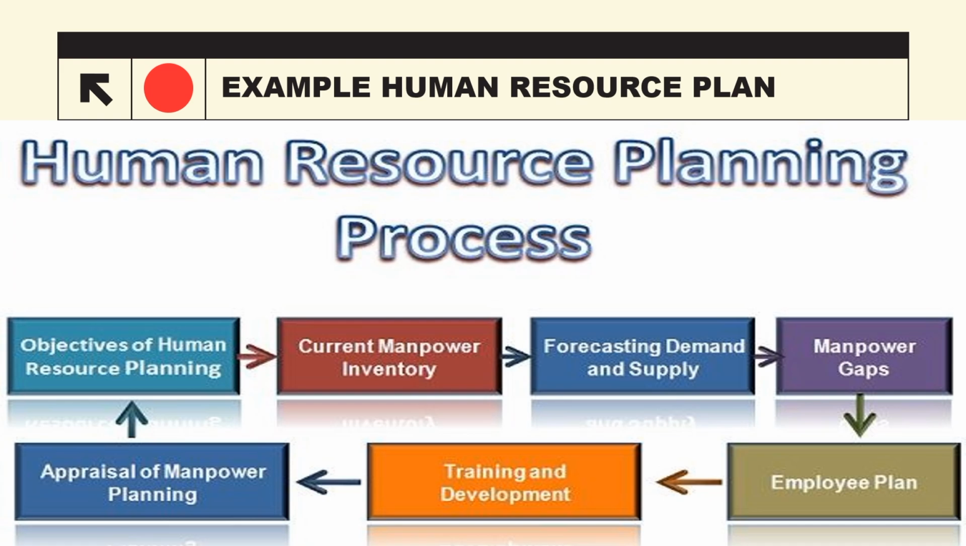This is an example of a human resource plan. First, we have objectives of human resource planning, then current manpower inventory, forecasting demand and supply, which leads to manpower gaps, which leads to employee plan, then training and development, and last but not least, appraisal of manpower planning.